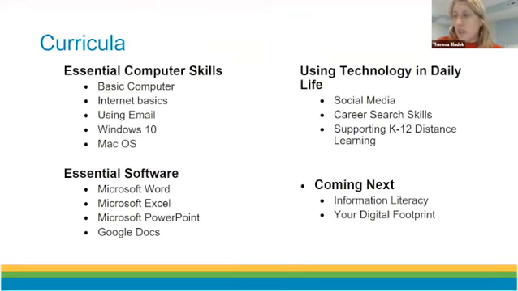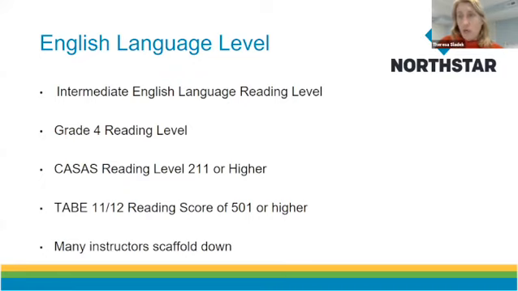So let's kind of look at the curriculum. We talked about there are 12 of the curriculum lesson plans done. Team is now working on information literacy. That should be out this week or early next week. And so I want to let you know what they're written at. They're written at what we would consider an intermediate English language reading level, which is akin to grade 4 reading level. Here are the CASAS scores and the TABE scores if you use those.